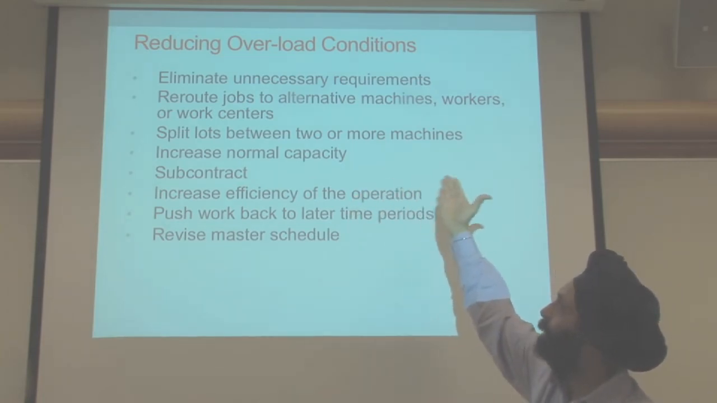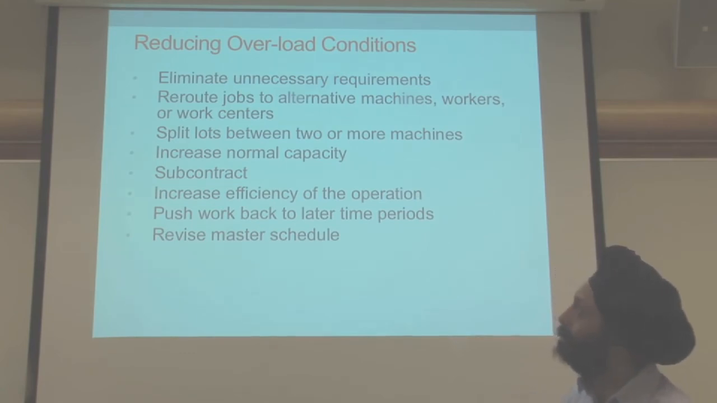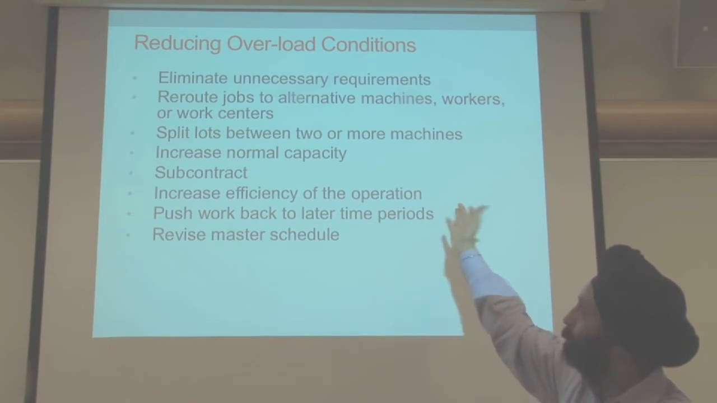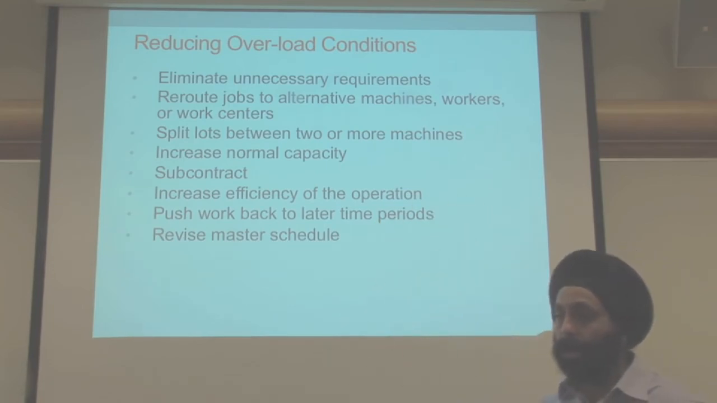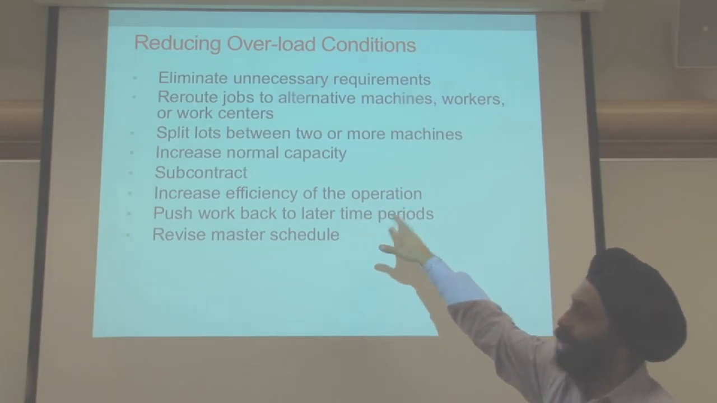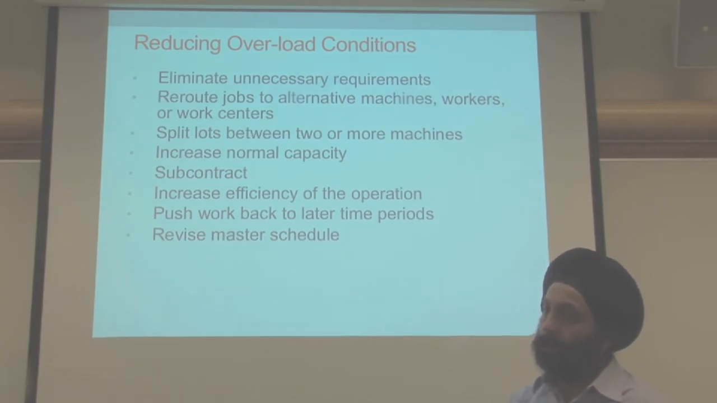Reroute jobs to alternative machines. Find alternative substitutes available to that machine, workers or work centers. Split lots between 2 or more machines, so that way they can spread the work needed, and increase normal capacity. See if we can get into a more efficient machine or higher capacity machine, if you will.